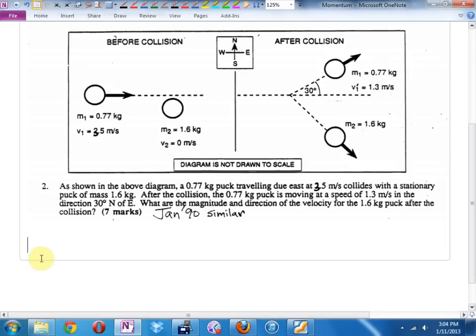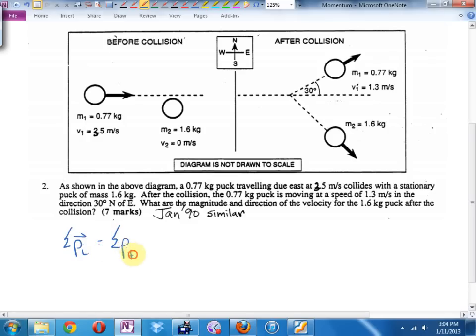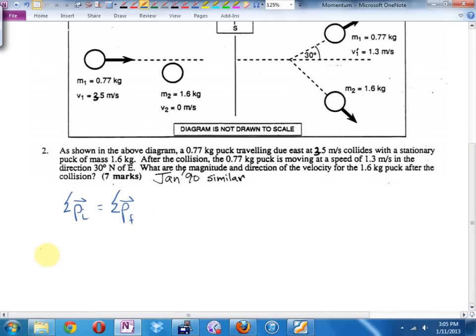Okay, we have a collision. This looks like a job for conservation of momentum. The amount of momentum beforehand equals the amount of momentum afterwards. And I'll give you one mark for writing that. Before the collision, what's moving? Mass 1, mass 2, or both? Mass 1. Before the collision, so it's going to be momentum of object 1 initial.